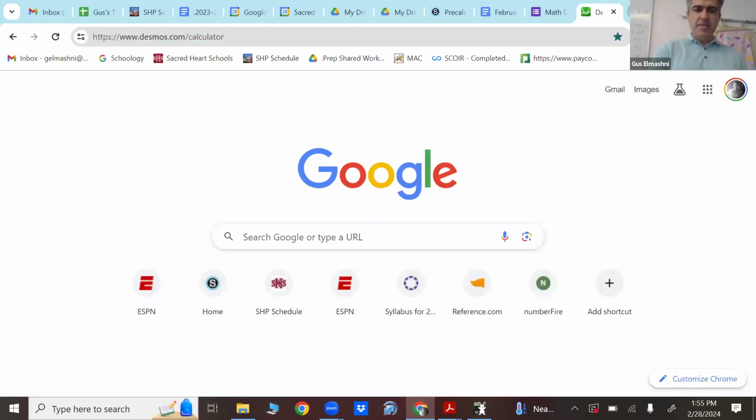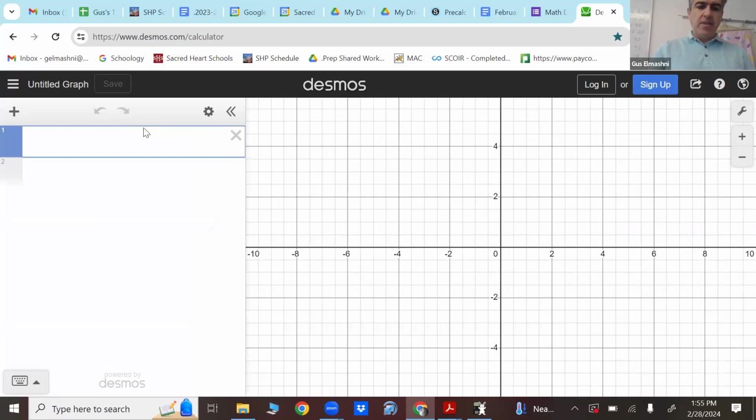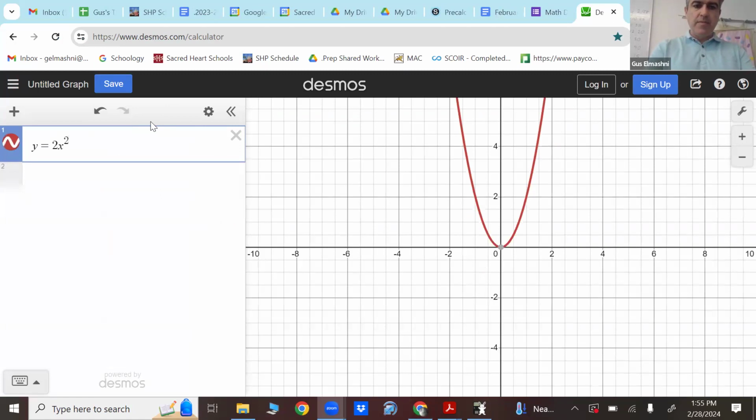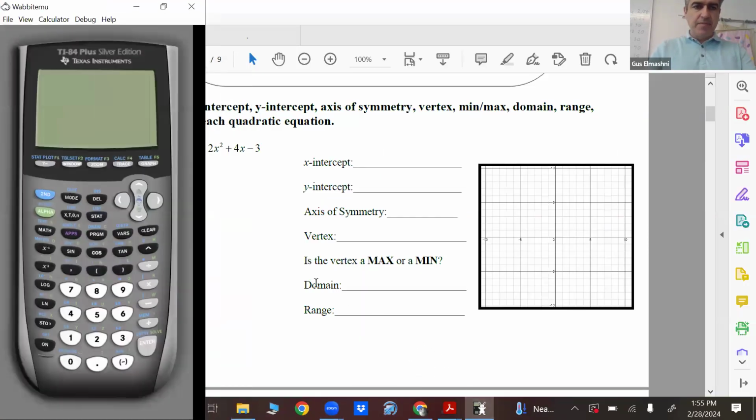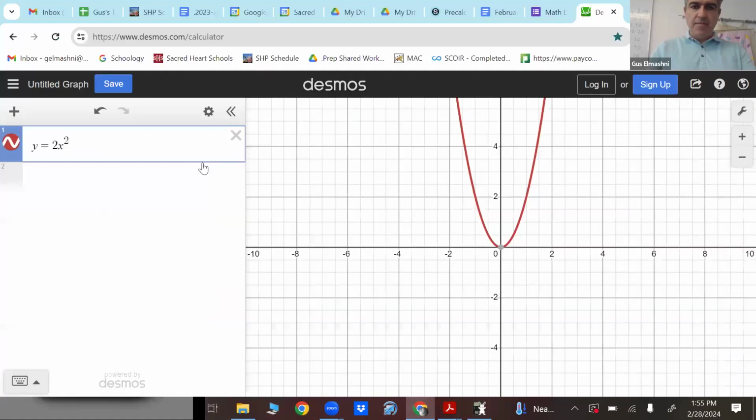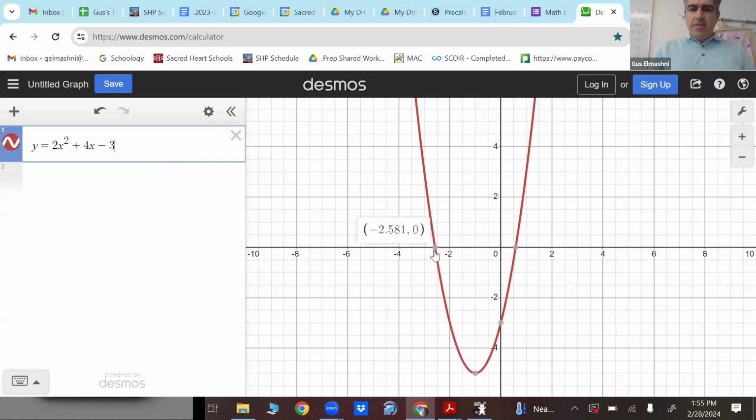Desmos is our friend. Okay, so y equals 2x squared plus 4x minus 3. So you get these really nasty numbers, so be it. Okay, so we get those numbers there, right? And the y-intercept, that's what's nice, because it just tells you everything. Just click a dot. So let's fill it out.